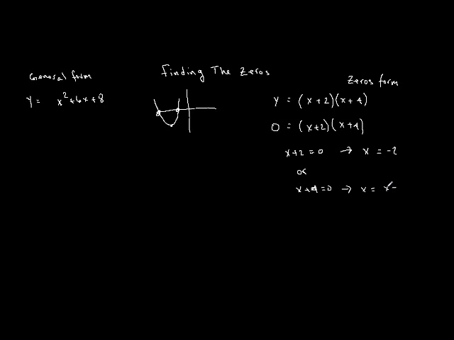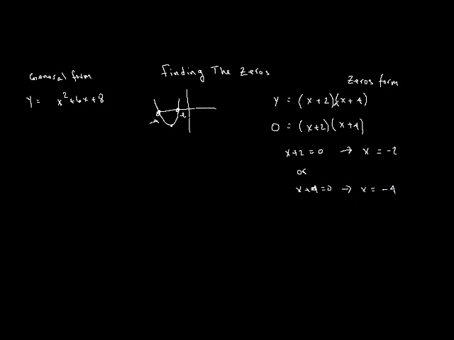Now here are my two zeros, x equals negative 2 and x equals negative 4. These are my two zeros. Negative 4 goes here, negative 2 goes here. Great. So zeros form is pretty easy to use. General form is a bit harder.